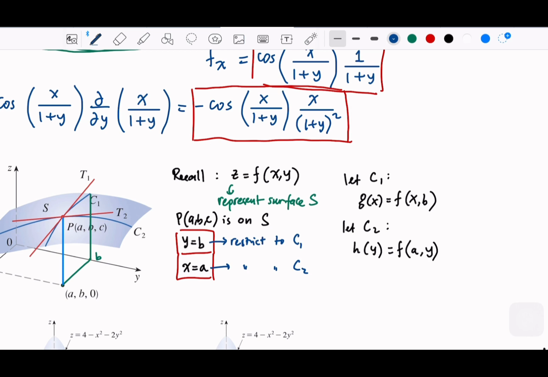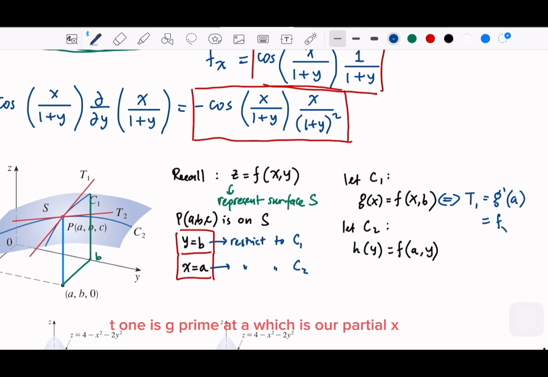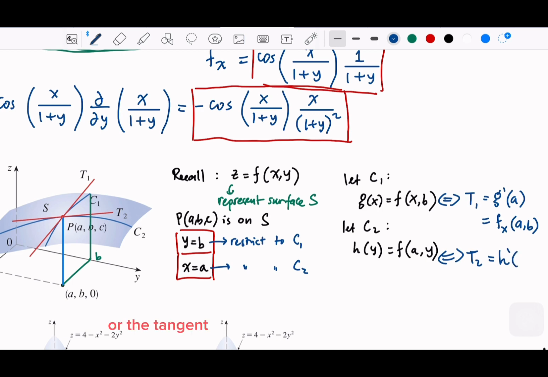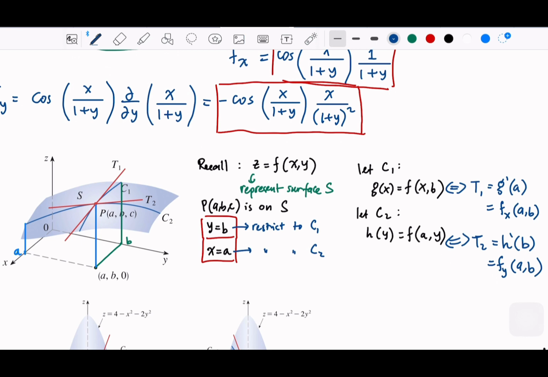So T1 is g prime at a, which is our partial x at a, b. And the second one, T2, is the slope, or the tangent, at b, and we call this partial y at a, b. So essentially, what partial means from a geometric perspective is a tangent in the plane, both coming from the x and y axes. In calculus one, if you remember, we only had one tangent. But now, since we have the surface and we see it from an isometric perspective, we can see three dimensions. So we have two tangent lines.